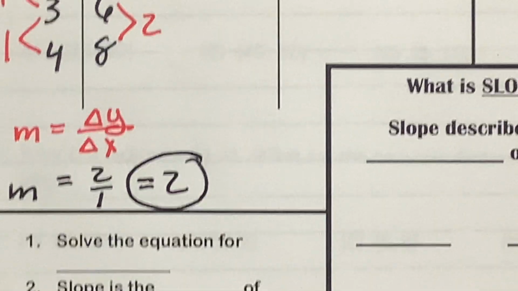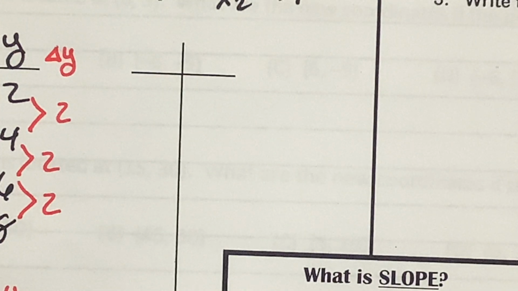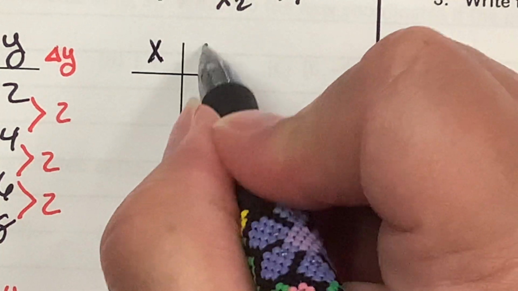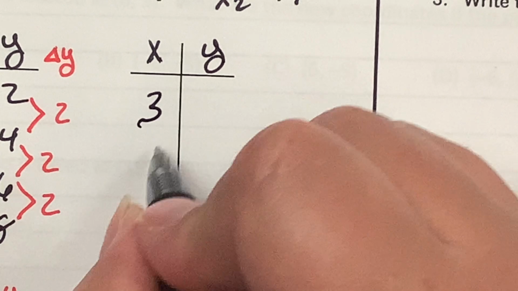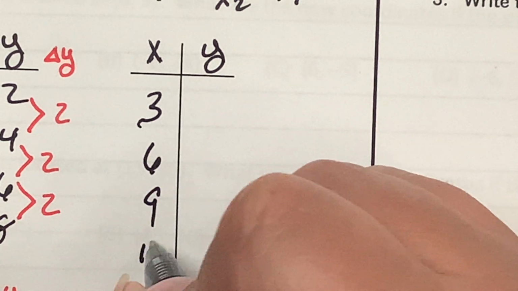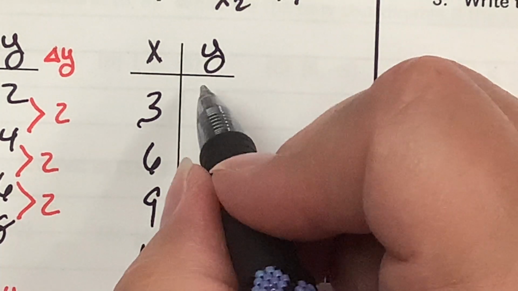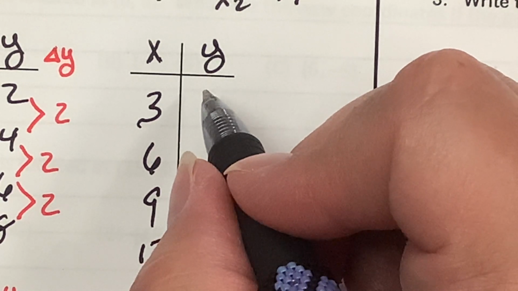All right, let's take a look at this side. I have x and I have y, and let's pick some crazy numbers. How about 3, 6, 9, 12, and on the other side, some silly numbers.